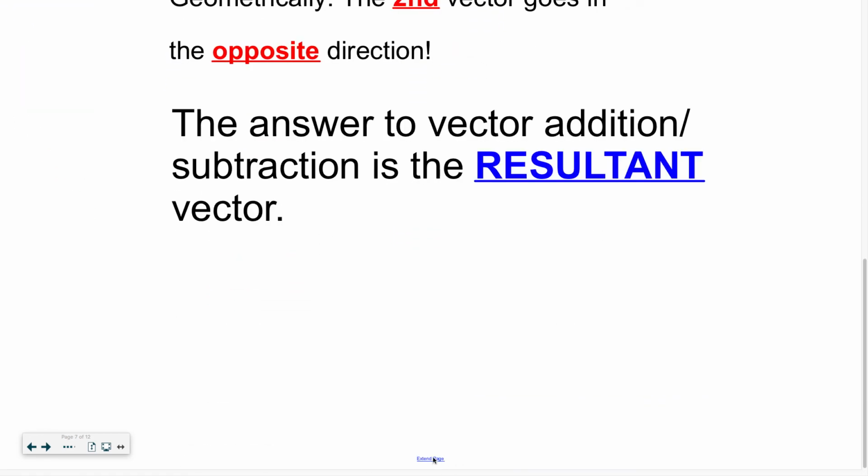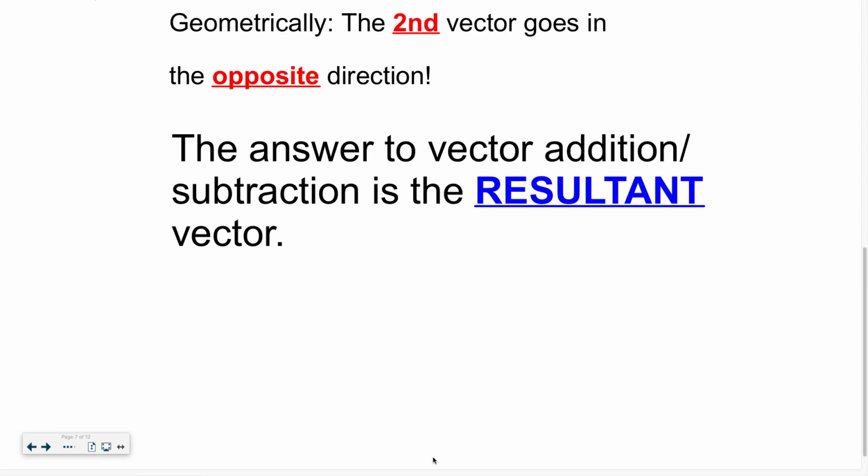Okay, and I'm going to show you the visuals for this when we do our example with adding and subtracting. The last thing to note, and this is a really good vocab word because sometimes people get confused in their homework. They're like, it asked me about a resultant and I don't know what that is. It's the answer to your addition or subtraction.